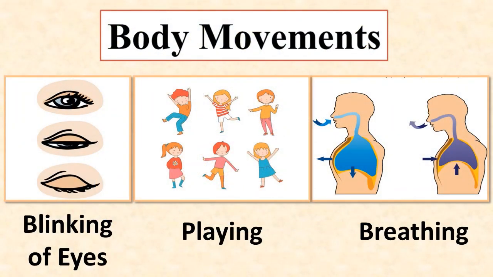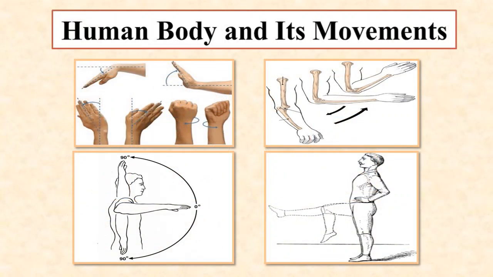Students, you observe movements in your body while you do various activities. Here are some examples of body movements like blinking of eyes, movement of chest while breathing, and walking, running, skipping, jumping, and moving from place to place during playtime. Children, let's look closely at some human body movements.